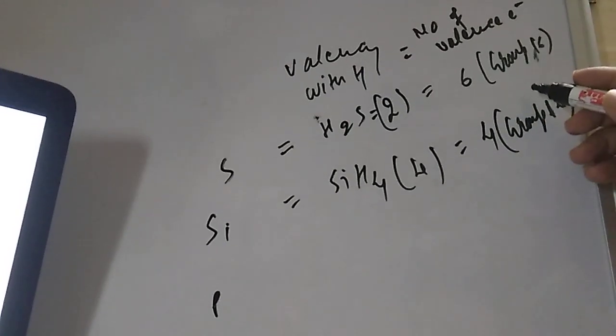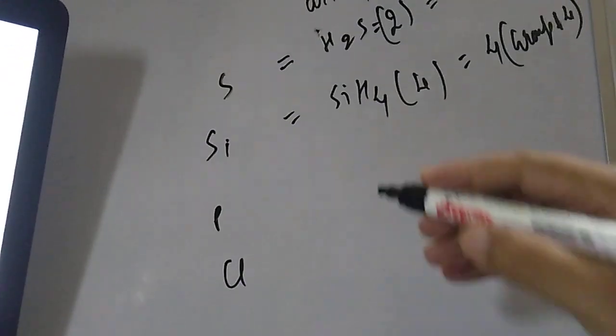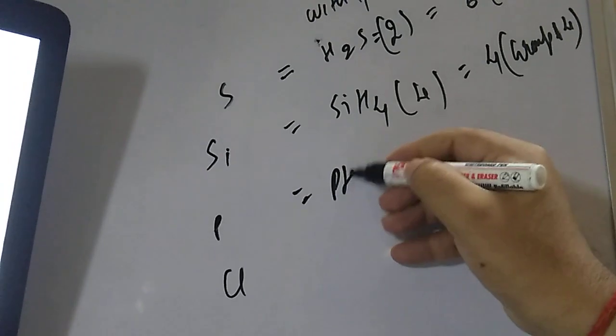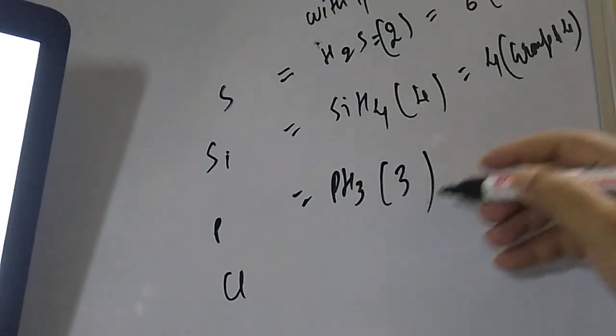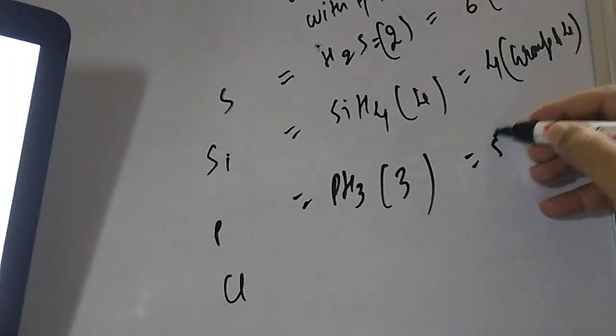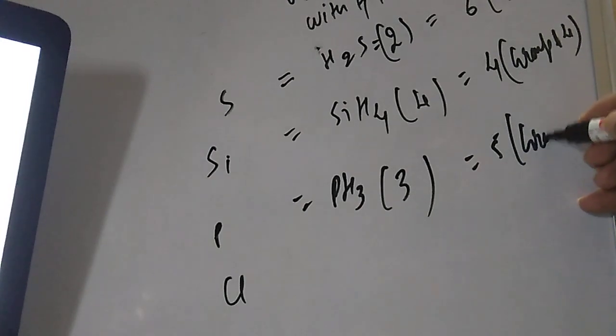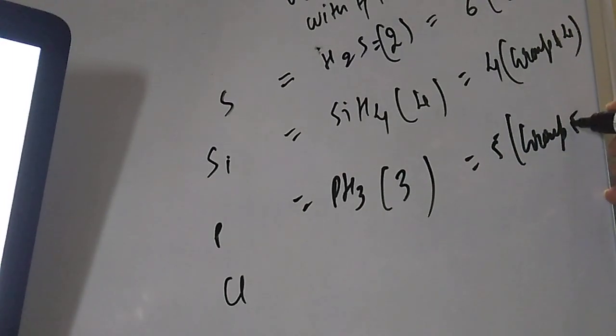And here sulfur was the group number 16. If you come for the phosphorus, student, it will form PH3. So valency will be 3. And if you talk about the number of valence electrons, phosphorus, why phosphorus, student? Because it is group number 15.